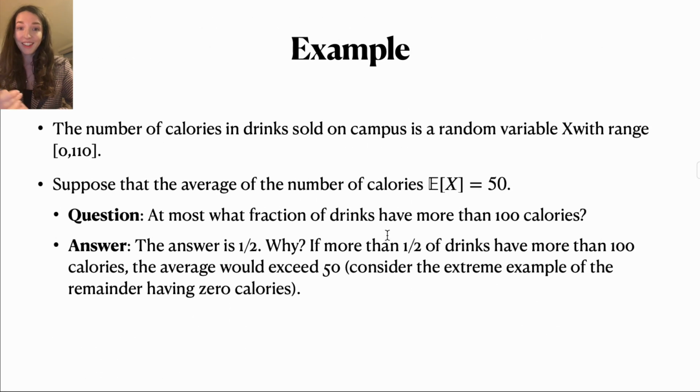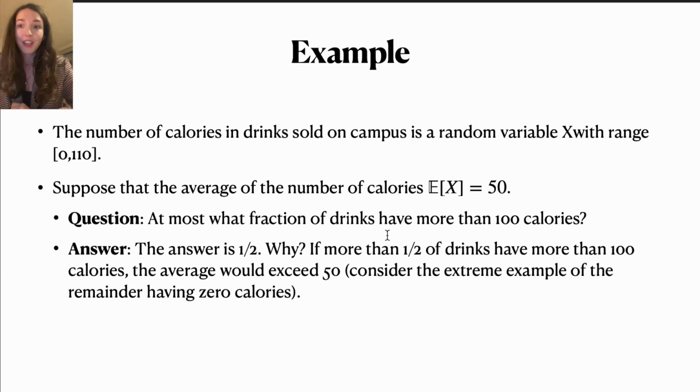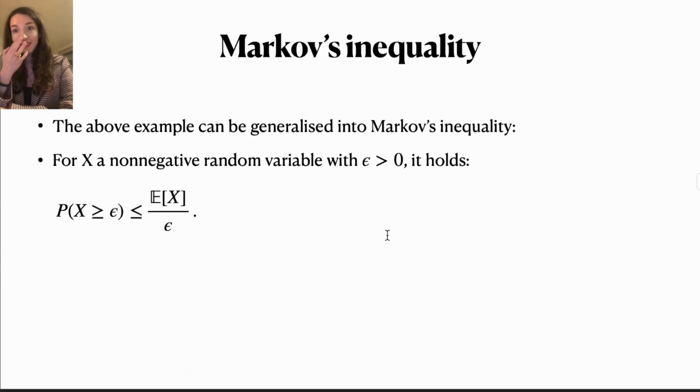The answer is yes, and the answer is we can bound it by 1/2. And why is this the case? Well, suppose that we are in a setting where more than 1/2 of the drinks sold on campus have more than 100 calories, then already the average would exceed 50. So even if you consider the very extreme example that slightly more than 1/2 of the drinks have 100 calories and slightly less than 1/2 have 0, already that would mean that my average is going to be more than 50. And this is essentially an example of Markov's inequality.